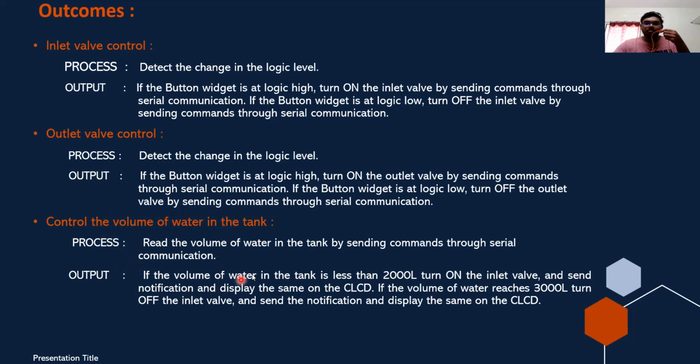And control the volume. How will you control it? If the volume of the water in the tank is less than 2000 liters, then turn on the inlet, so you are giving water to the tank, and send the notification to the LCD and the widget in the mobile app. If the volume reaches 3000, then turn off the inlet and turn on the outlet. It is not necessary to turn on the outlet, but if you want to reduce the volume and see whether it is working, you turn on the outlet. If it becomes below 2000 and the inlet turns on, then it is working perfectly.